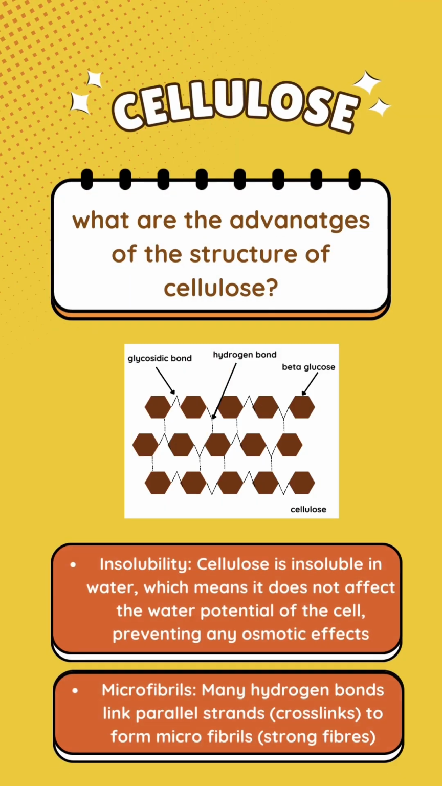Cellulose is insoluble, therefore the water potential of the cell isn't affected and it prevents any osmotic effects. It also has microfibrils. These are where many hydrogen bonds link parallel strands to form microfibrils, strong fibers.